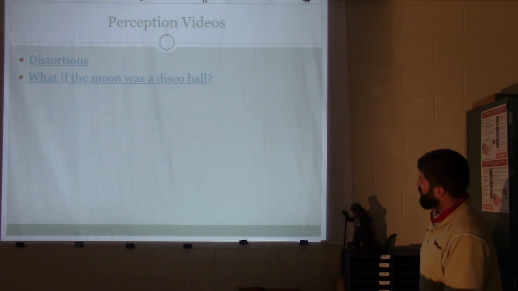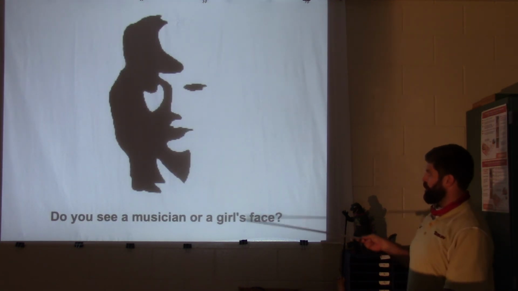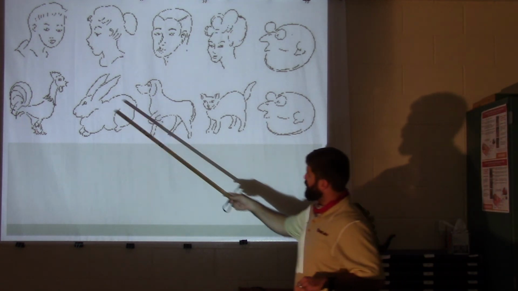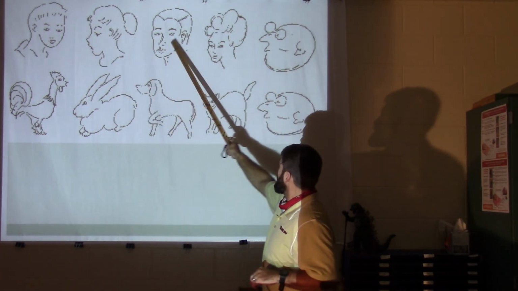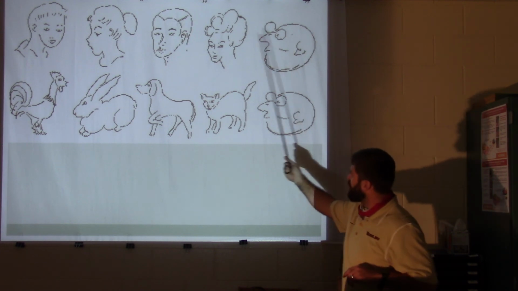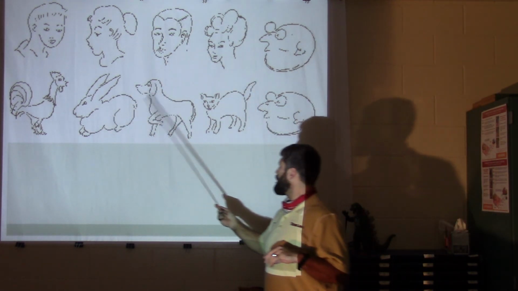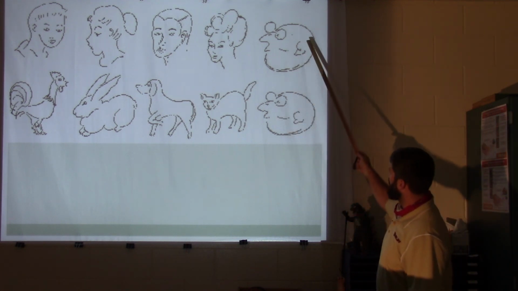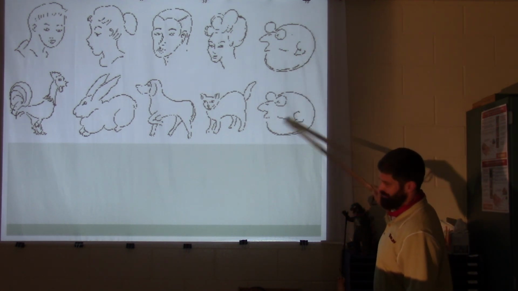Do you see a musician or a girl's face? Look at this. We got a face. Look at this old man. Oh my gosh, look at this chicken, this rabbit, this dog, this cat, and this rat. Oh, what is it? Wait a second. That old man and that rat are the same.